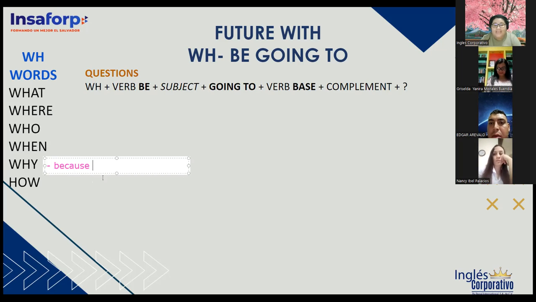Exactly. Entonces, en este caso, cuando usamos las WH, lo fácil es cuando usted lleve la estructura, usted se da cuenta que lo único que usted va a hacer es agregarle esa WH al inicio de su pregunta. De ahí todo sigue tal cual, como si hiciera usted una de yes and no.